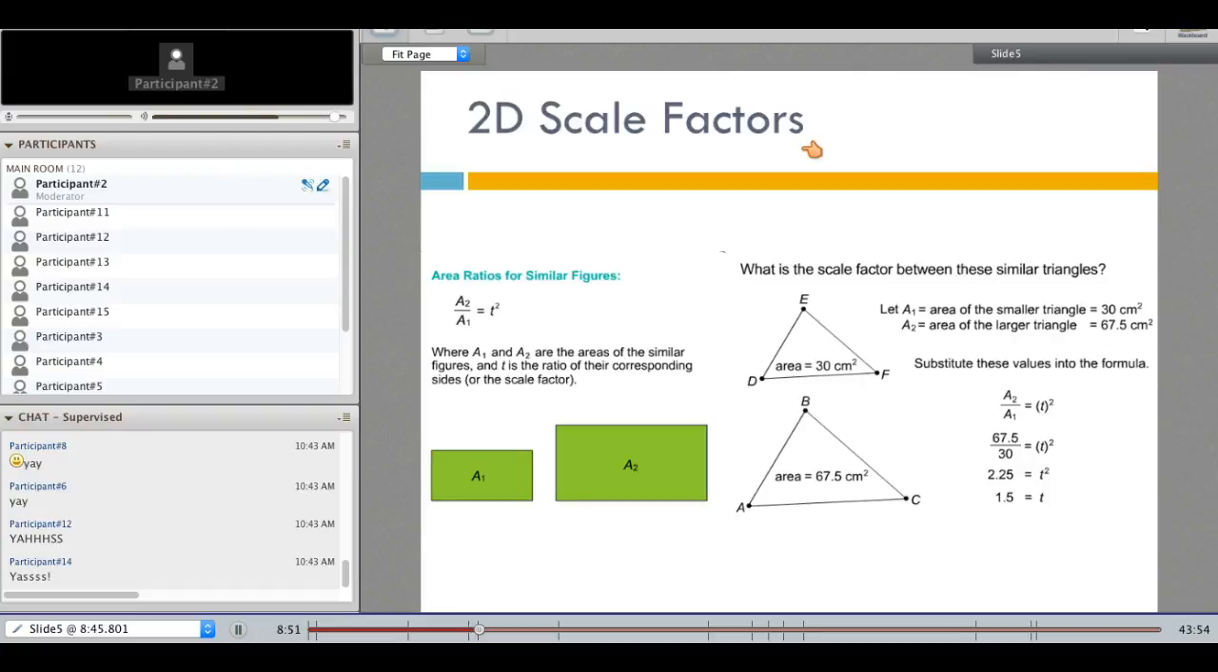All right, so 2D scale factors. This is 3.11. So 2D is referring to area. Okay, what you want to do, we're going to make a ratio for similar figures. The key thing, remember when we talked about T? Do you guys remember what we called T? It's on the board. There's a hint on the board if you read ahead.